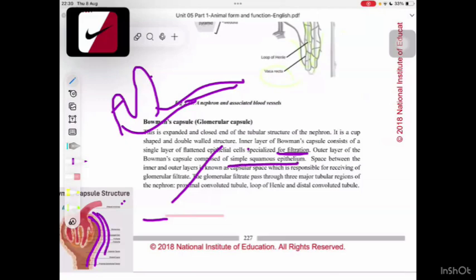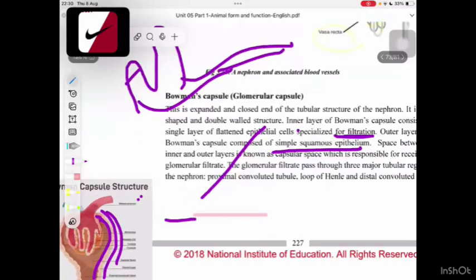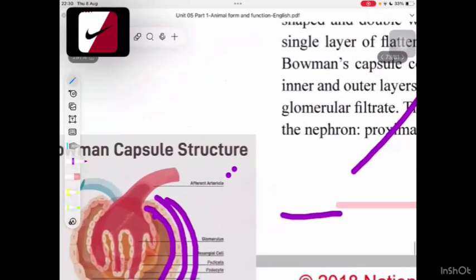Simple squamous epithelium. Now, squamous epithelium, what is it specialized for? When we learned unit 5, first part itself, we know it is specialized for diffusion and leakage of fluids, right? Diffusion and leakage of fluids, right? And yeah, so let's go through the other part. Space between the inner and outer layers is known as the capsular space, which is responsible for receiving the glomerular filtrate.